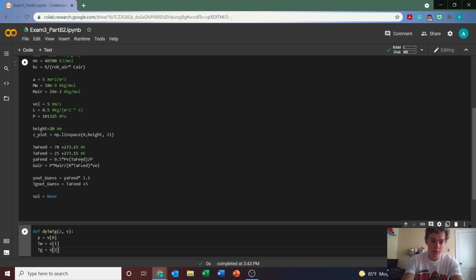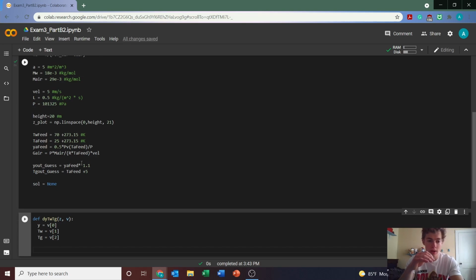Alright, so with those defined, we can now start defining our gas flow rate for our water vapor. So our gas flow rate of our water vapor is going to be equal to the mole fraction of our water divided by 1 minus the mole fraction of our water. And we're going to multiply that by the gas flow rate of our air, and then multiply by the molecular weight of our water, and then divide by the molecular weight of our air.